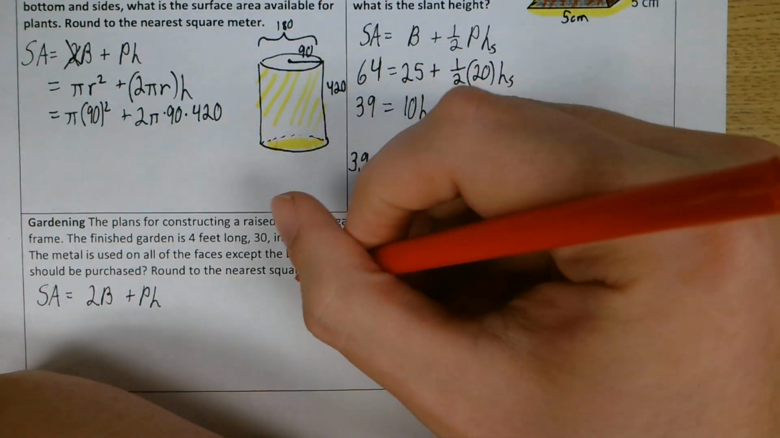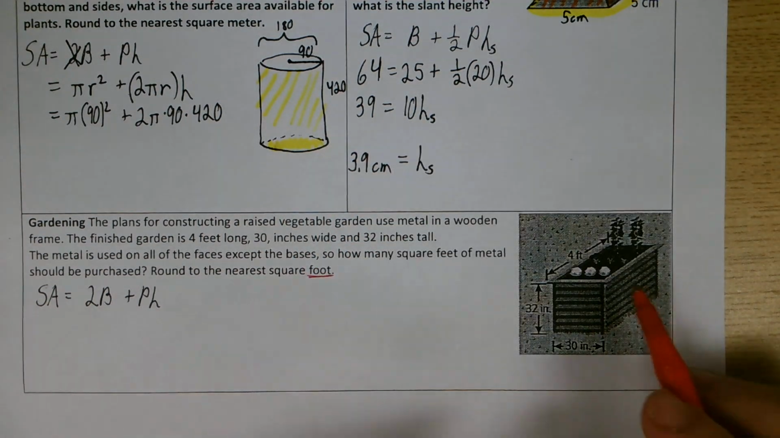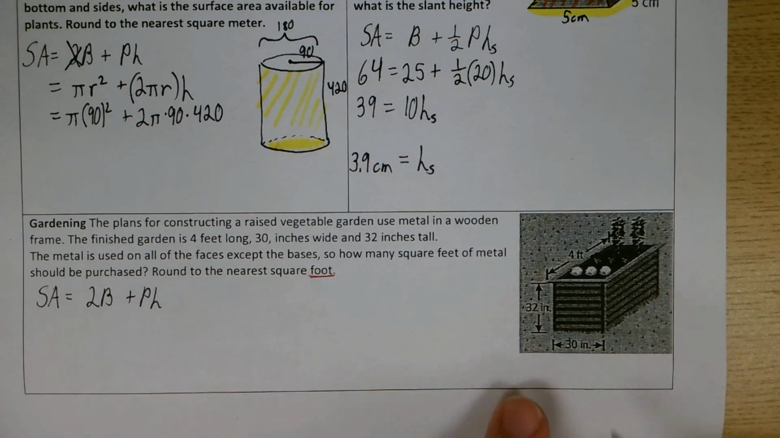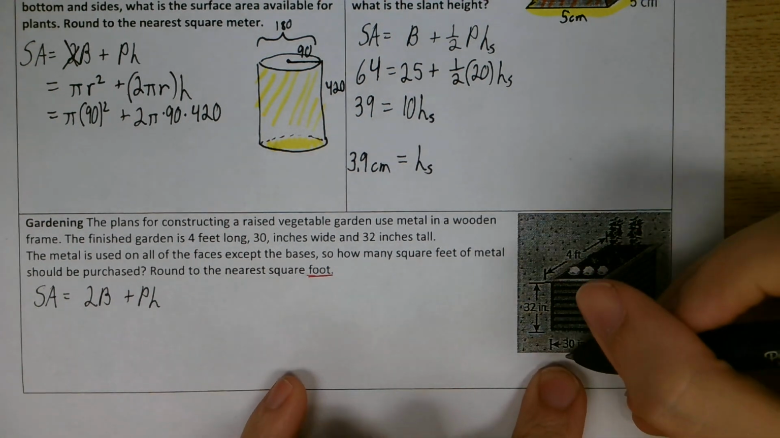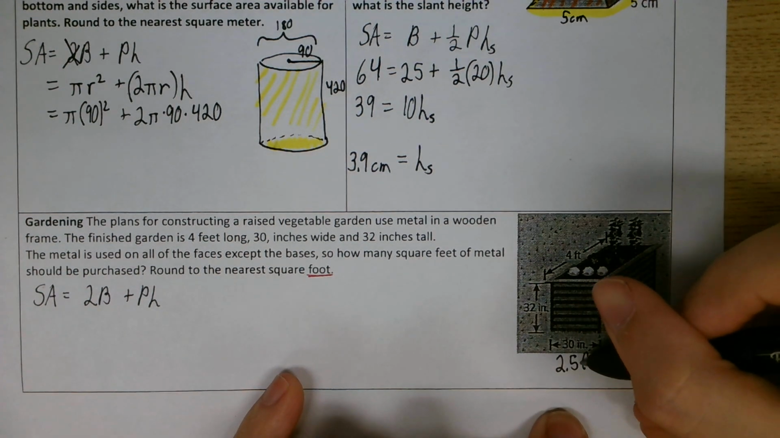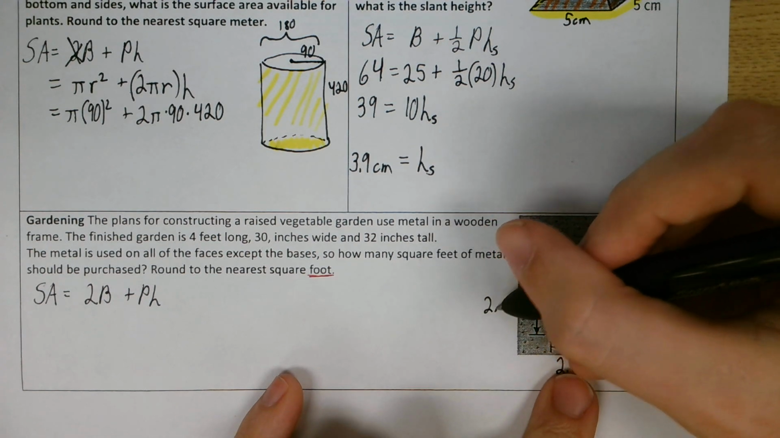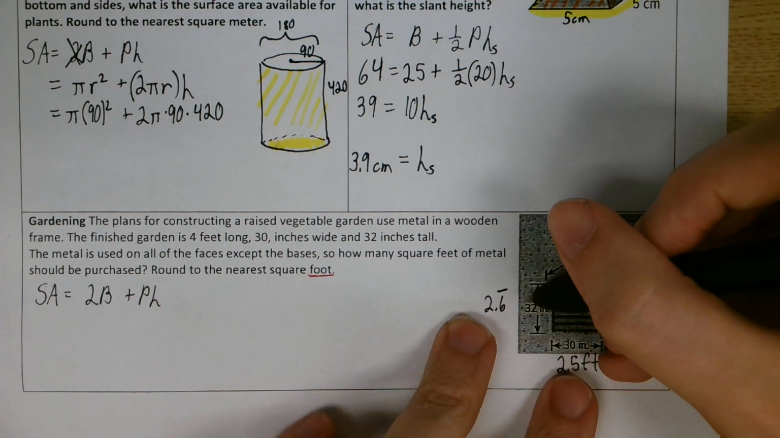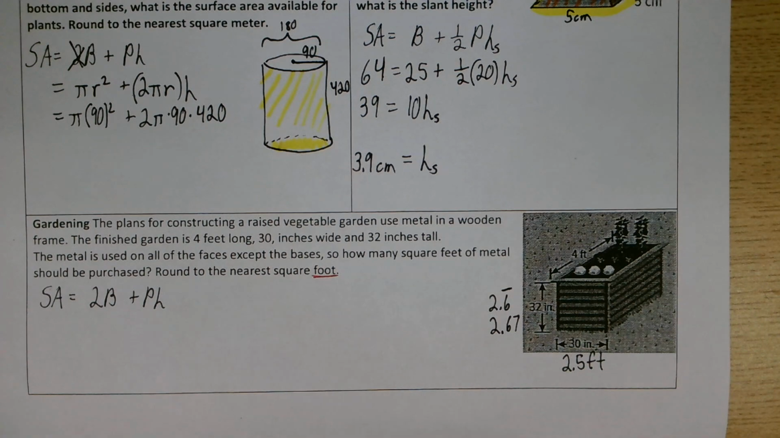First off, let's start with the fact that we're dealing with footage, or feet. Notice we've got 4 feet here, but over here we've got 32 inches and 30 inches. We need to turn those into feet first. Turn your 30 inches into feet, you find it's 2.5 feet. Turn your 32 inches into feet, you get 2.6 repeating. You could do 2.6, you could do 2.67. I would recommend going with 2.67 if you're not going to do a fraction.